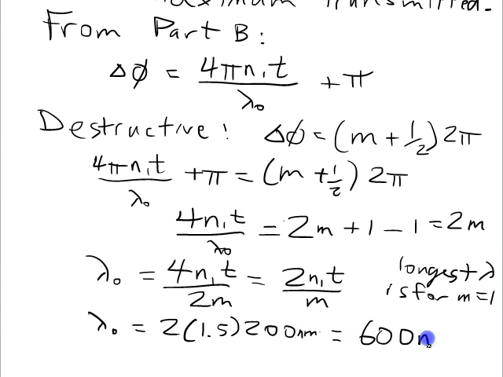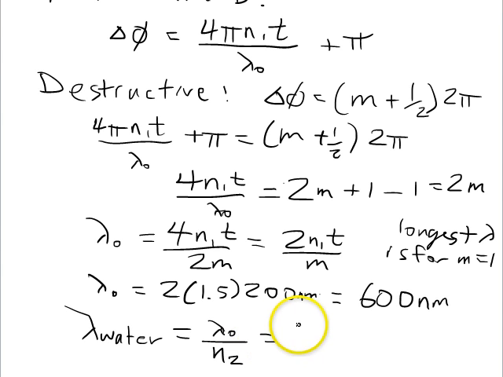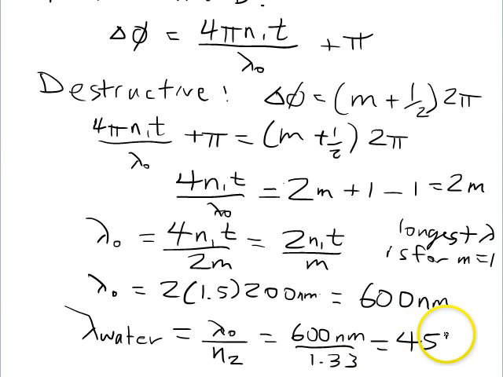Now that is actually the wavelength out in the air. And if you look very carefully at the question, it asks you for what wavelength in the water, I guess because the scuba diver is down there. So lambda water equals lambda air divided by the n of the water. So that's 600 nanometers divided by 1.33. So that equals 451 nanometers.